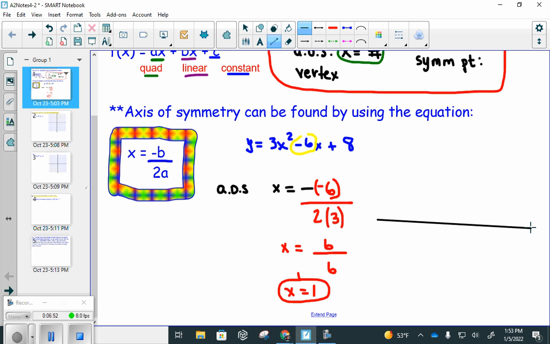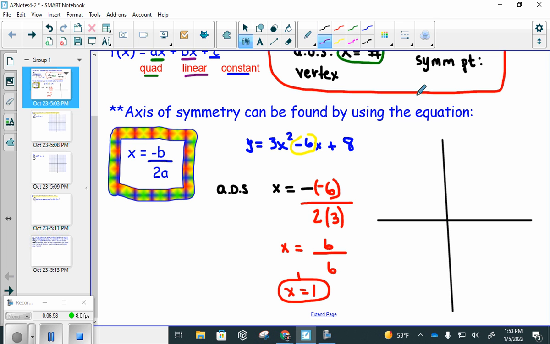Recall from the past, that basically means this. Here's my x-axis, here's my y-axis. That means I'll find 1 on the x-axis, and I will put a dashed line, kind of draw it in that way. Let me try that again. And that is going to be the center of my parabola.